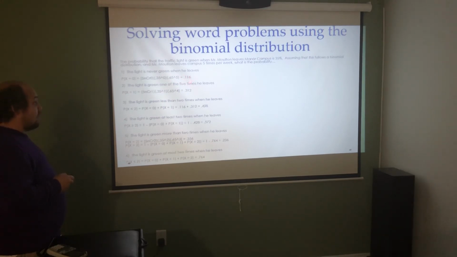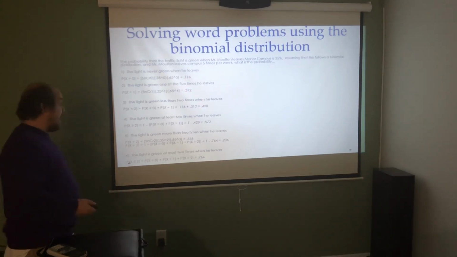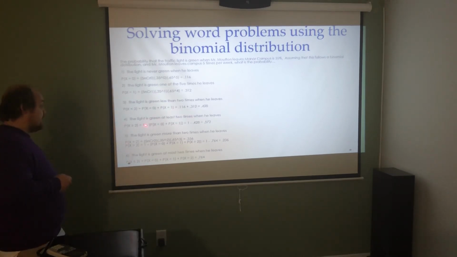For that, I get 0.116. When I do the same math for 1 success, I get 0.312. That means less than 2 times are these 2 added together. 0.116 plus 0.312 gives me 0.428. When I want to find at least 2 times, that's x being greater than or equal to 2. So all I do is I subtract from 1 the probability of 0, 0.116, and the probability of 1, 0.312. Really what I end up doing is taking 100% minus this answer I got for less than 2, 0.428. That gives me 1 minus 0.428 is 0.572.